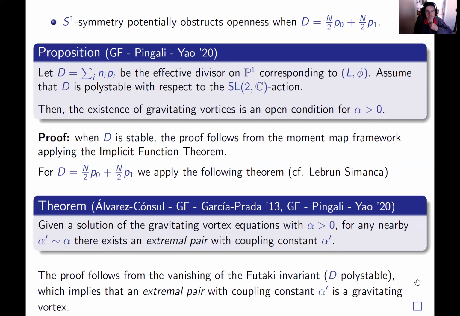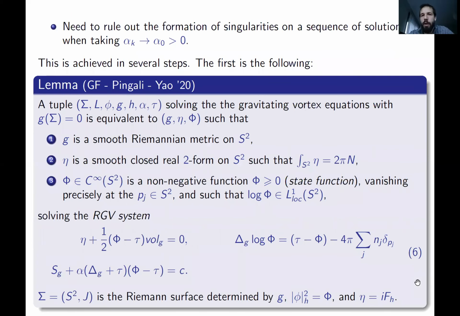Thanks. So let me go now to the main point, which is what happens along a sequence. The last difficulty is that we need to rule out the formation of singularities on a sequence of solutions when taking the parameter alpha k to alpha zero, where alpha zero is between 0 and 1 over tau divided by n. So this is achieved in several steps. The first step is to rephrase the equations in a Riemannian way, from a Riemannian point of view.